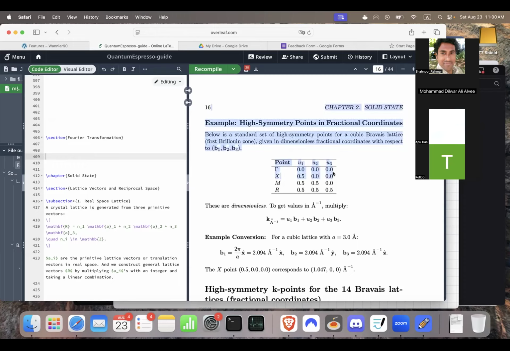This is the fractional u1 u2 u3, and in Cartesian coordinates that will be u1 times b1. So another way of saying it: if you take the numbers u1 u2 u3 and multiply by the b1 b2 b3 vectors correspondingly, you get the vector in the Cartesian coordinate, or inverse Angstrom coordinate. Does it somewhat make sense?